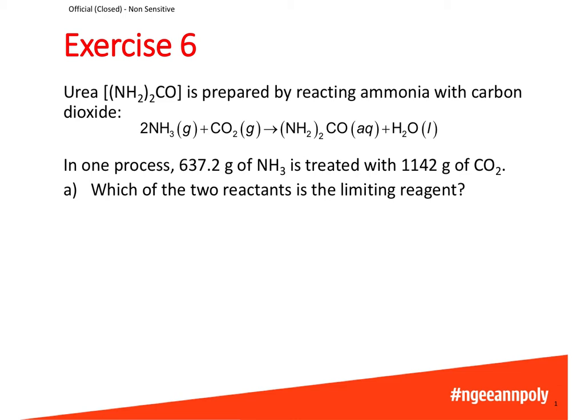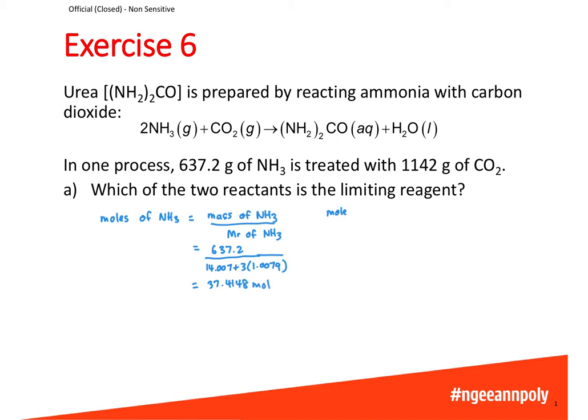And the first part of the question is which of the two reactants is the limiting reagent. For limiting reagent questions, we have to first find out the number of moles of each reagent. So given the mass, we can find the number of moles by taking mass over Mr. After doing the calculations, we see that we have 37.4148 moles of ammonia and 25.9492 moles of carbon dioxide.